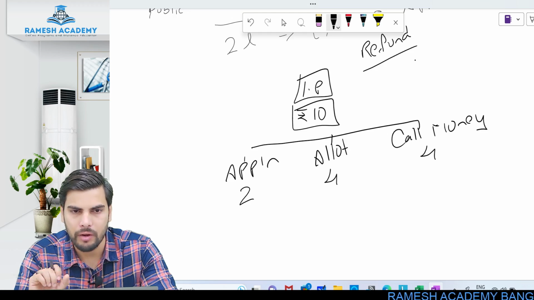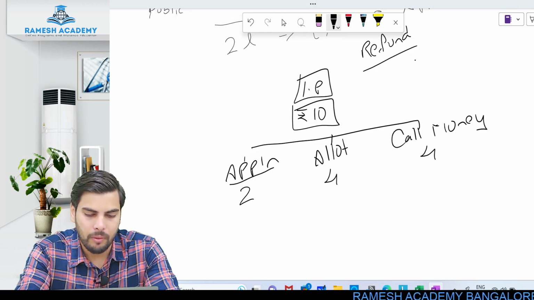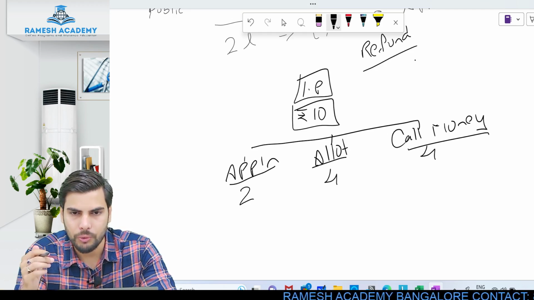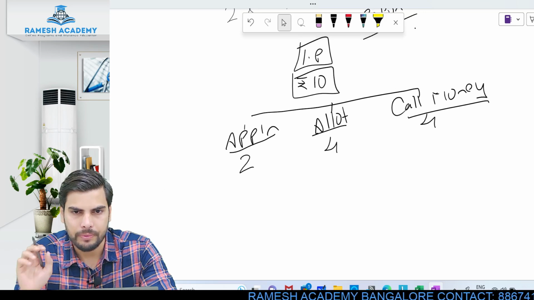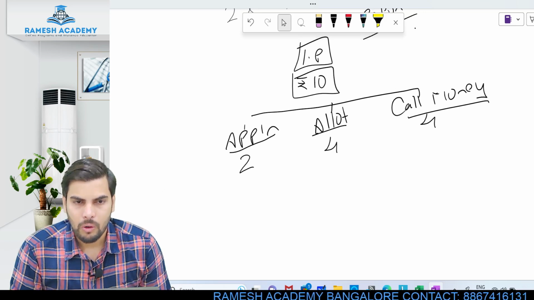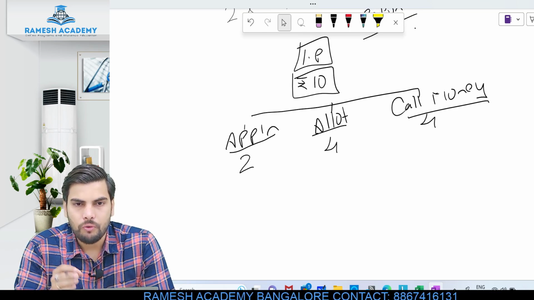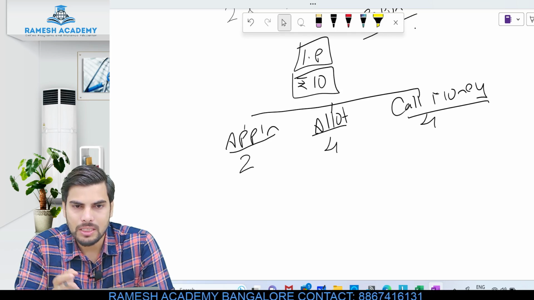Okay, so these are the 3 entries we need to pass at the time of the application stage, allotment stage and call money stage. You know, we just need to pass the due entry first and then the receipt entry. Clear? Okay, now the very first thing to know is, in this particular situation, for how many shares am I supposed to pass this entry?